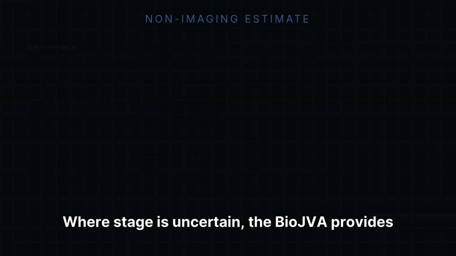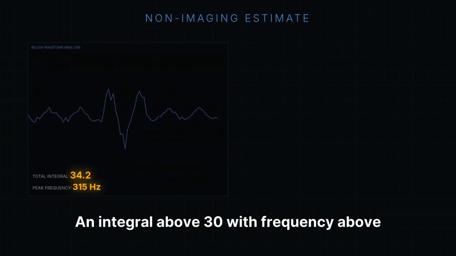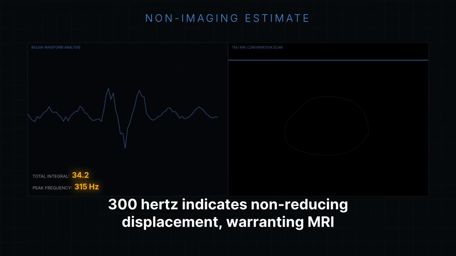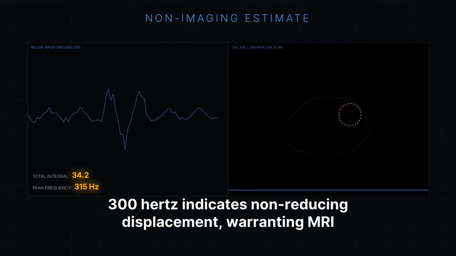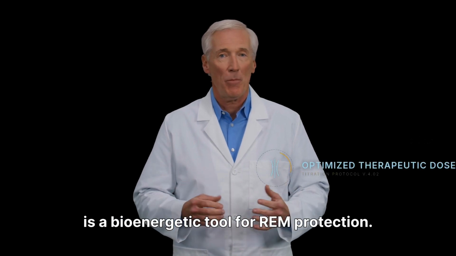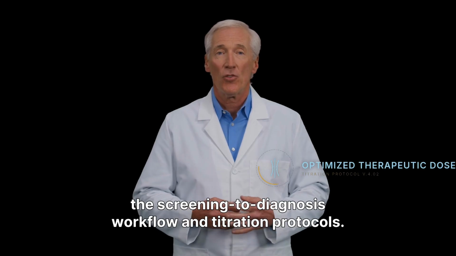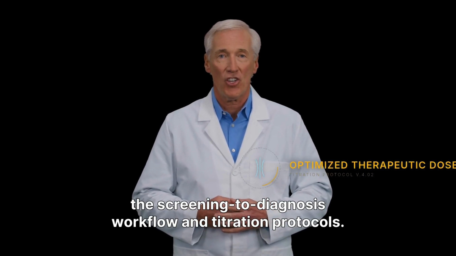Where stage is uncertain, the BioJVA provides the non-imaging estimate. An integral above 30, with frequency above 300 Hz, indicates non-reducing displacement, warranting MRI confirmation. OAT is not just a backup, it is a bioenergetic tool for REM protection. In our next installment, we will address the screening to diagnosis workflow and titration protocols.